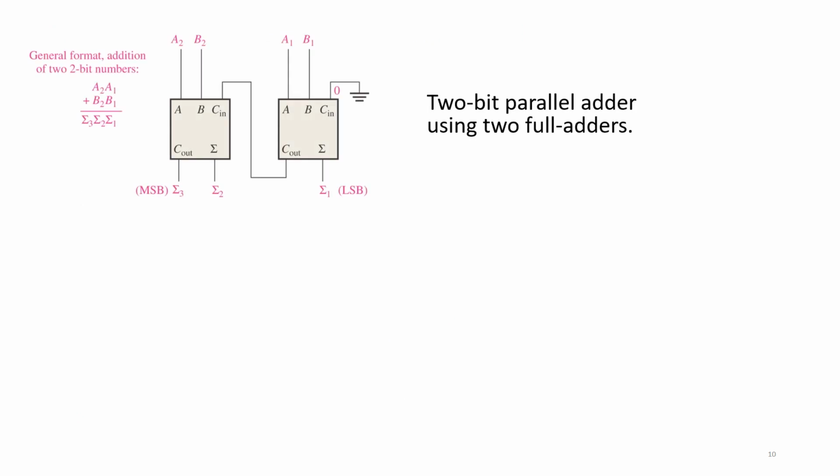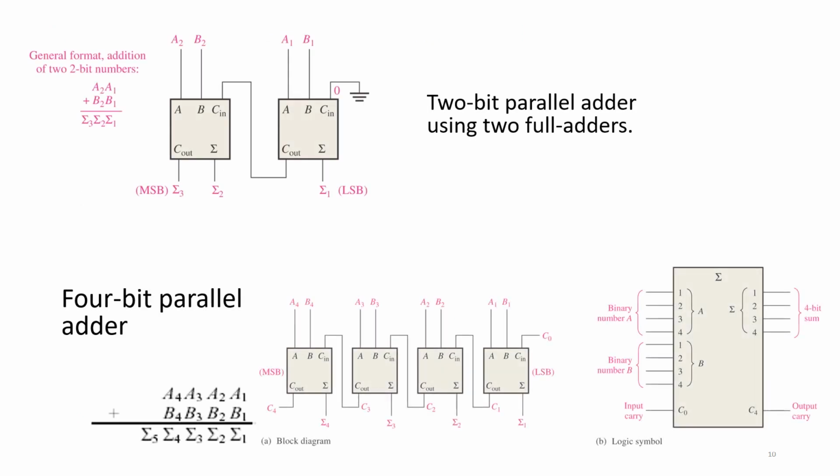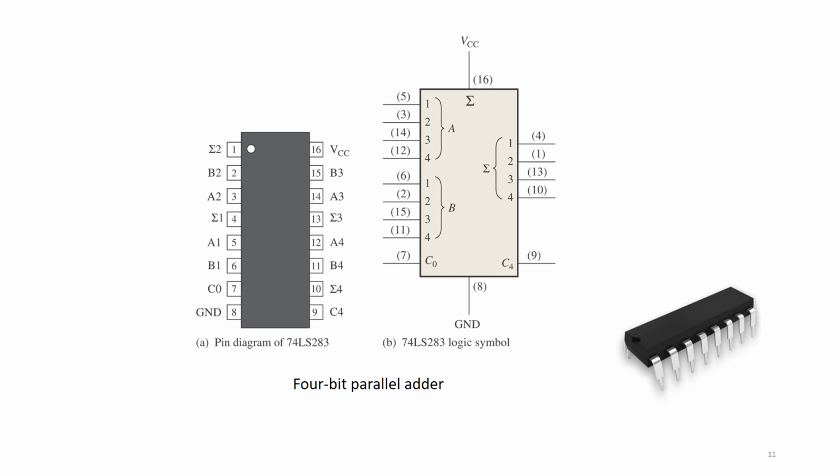Right. A 4-bit parallel adder, we can see that it can be constructed like this. We have the LSB and MSB, and there is a logic symbol for that. We also have an actual 4-bit parallel adder in the form of an integrated circuit, 74LS283. It has 16 pins in total.